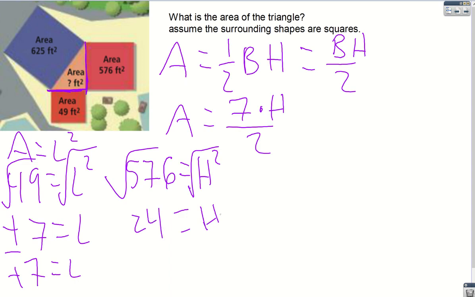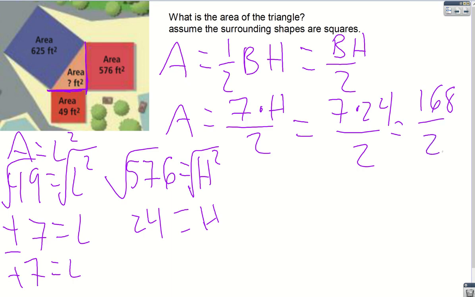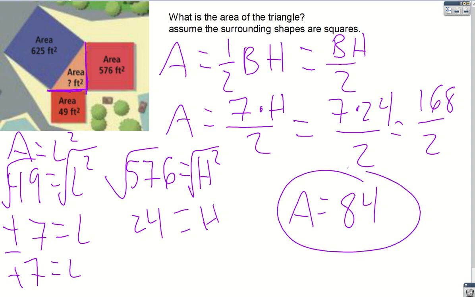So now that I know that h is 24, I can go back to my area, and it's going to be 7 times 24 divided by 2, which gets me 168 over 2 for an area of 84. And the only thing that they might get you on is that it's going to be feet squared, because it's an area.